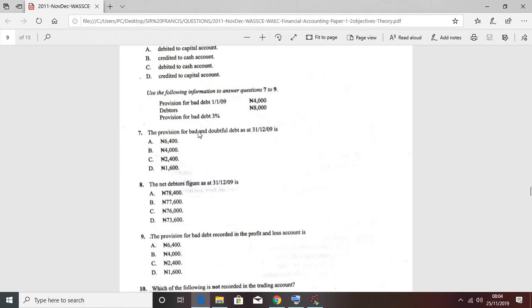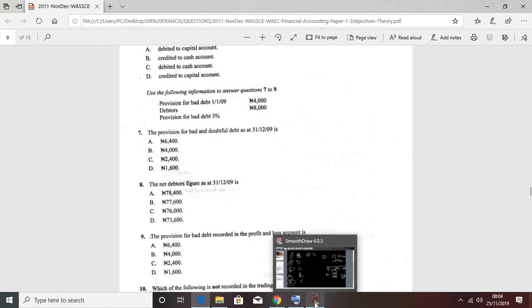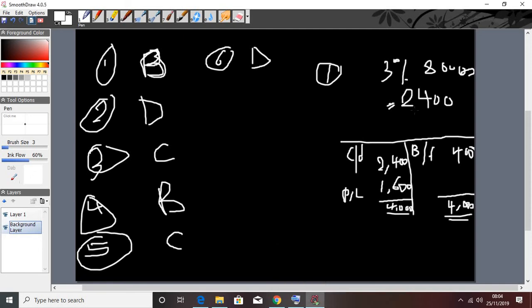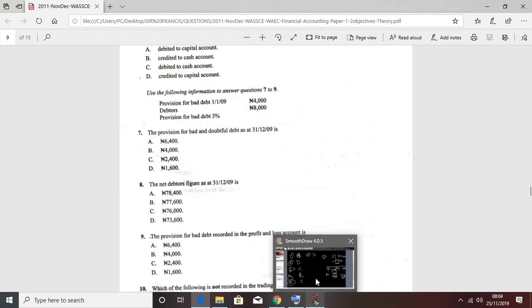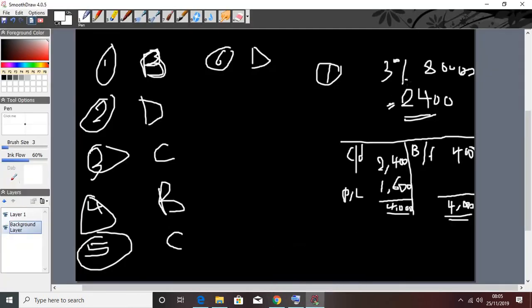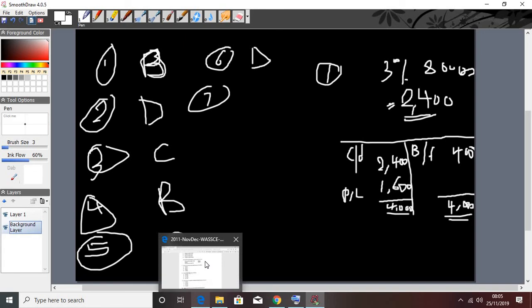The provision for bad debts and doubtful debt as at 31st December 2009 is what? Answer 6,400. Let's go and see if it is there. 6,400. Is it there? This one, the new one. Is it 6,400? No. Is it 4,000? No. Is it 2,400? Yes, the answer is 2,400. So the current year provision on 80,000 will give you 2,400.